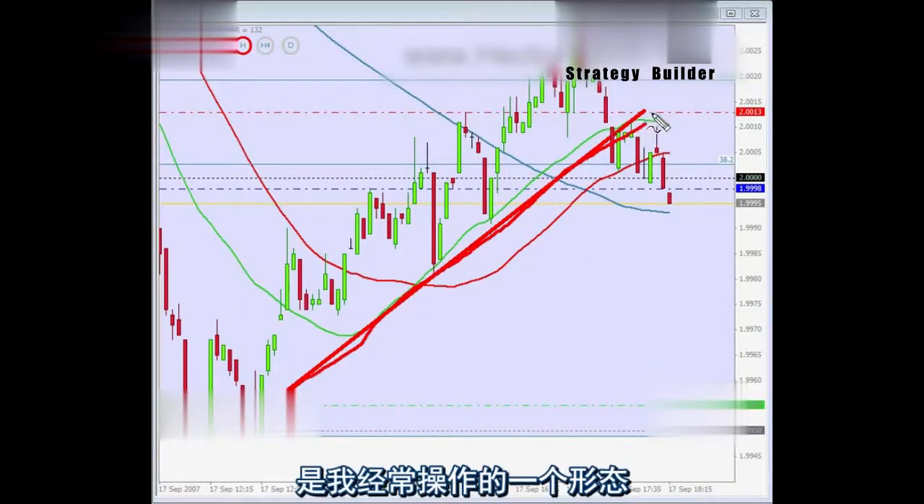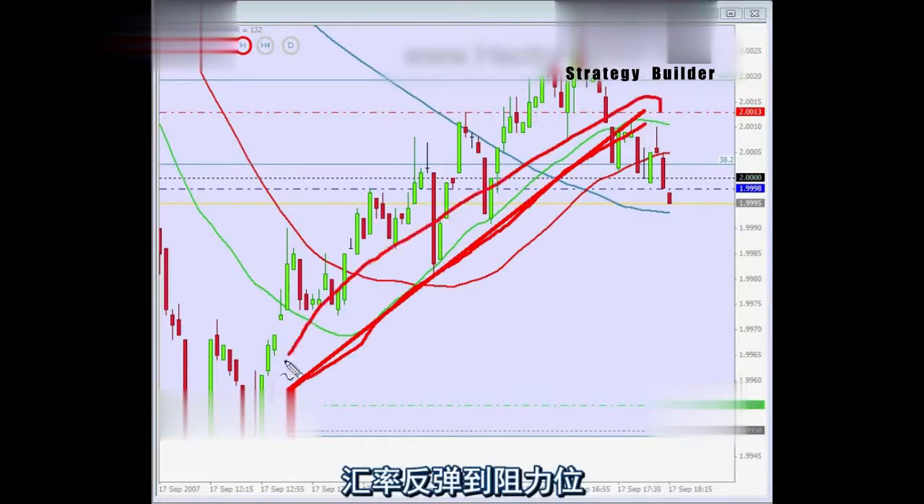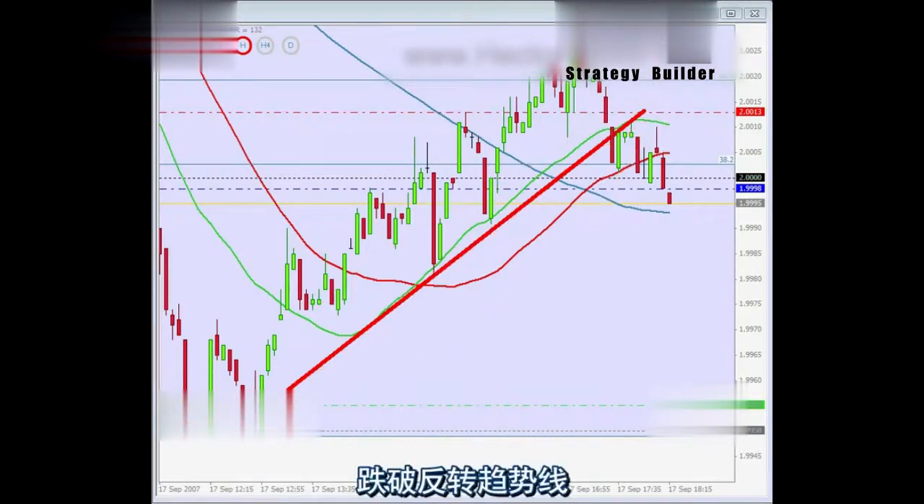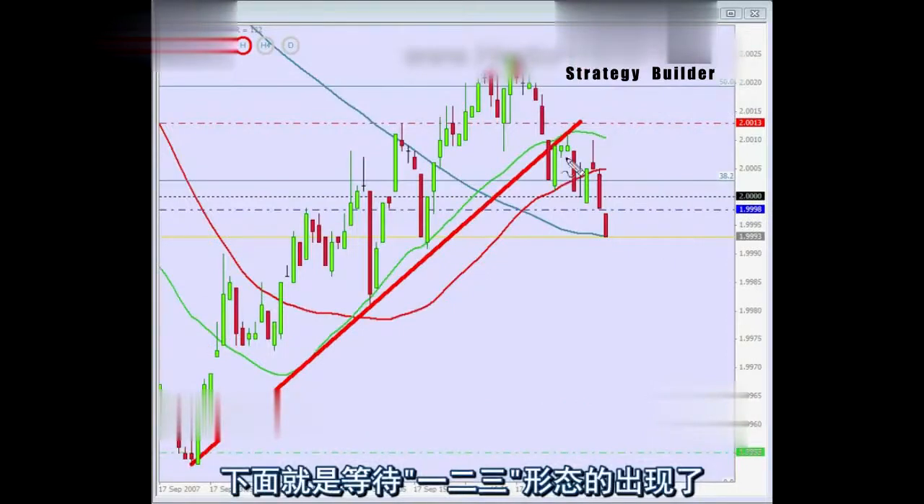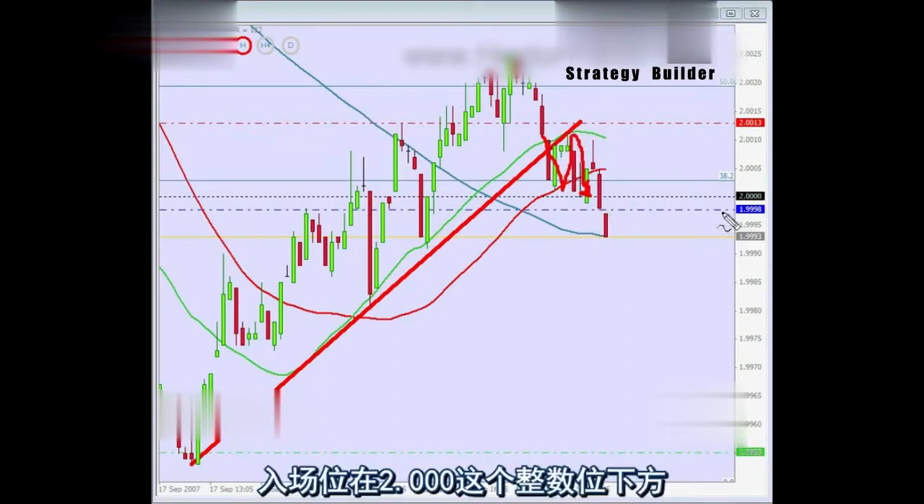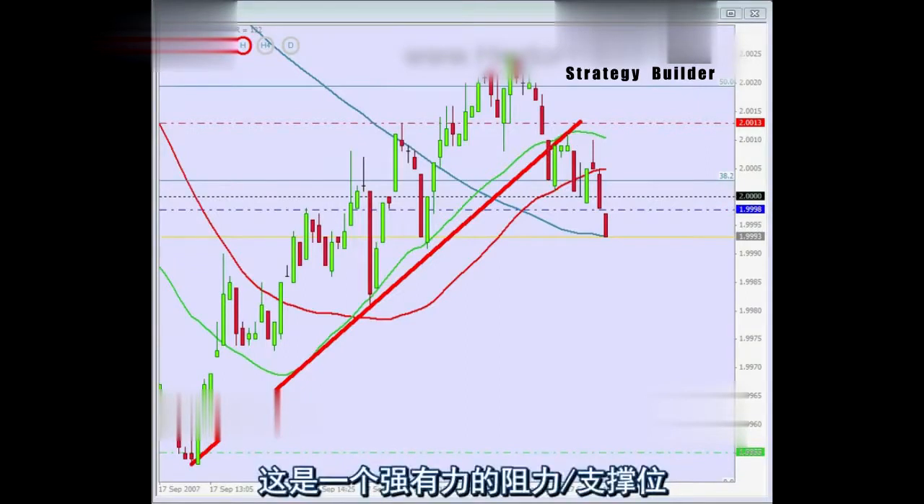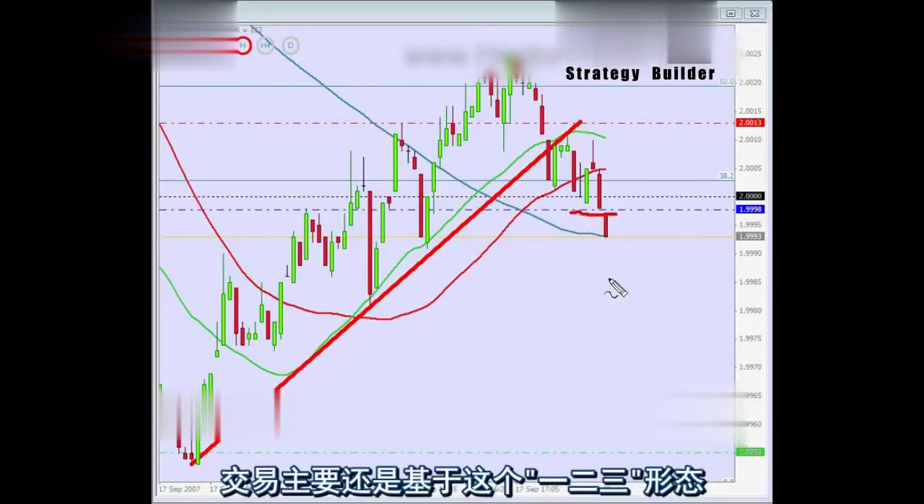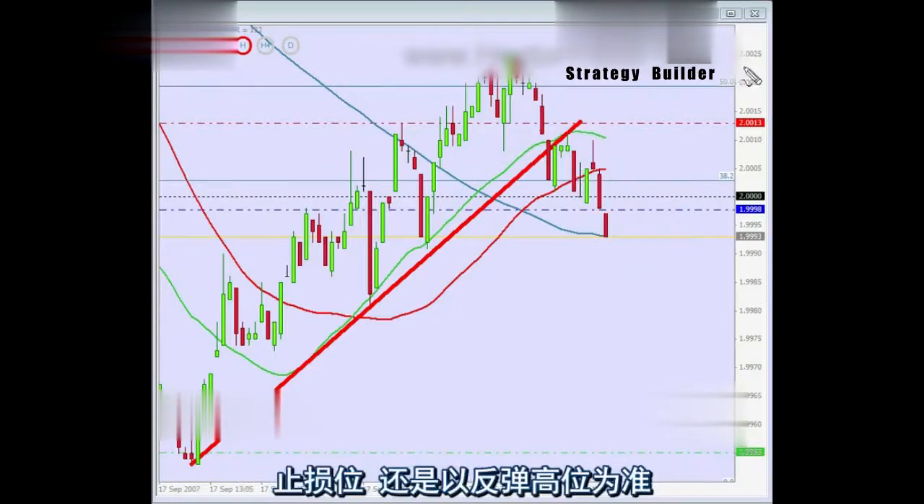Once we retrace back to resistance levels and we break the retracement trend line, I search for my 1, 2, 3 formation. This was the 1, 2, 3 formation. I had my sell stop order a few pips below the 200.00 round number, a very psychological level of resistance and support. As usual, my sell stop order has been triggered on the 1, 2, 3 formation. Stop loss as usual above the pullback thrust.